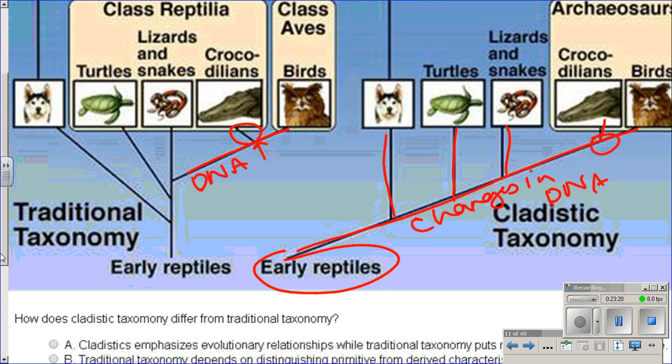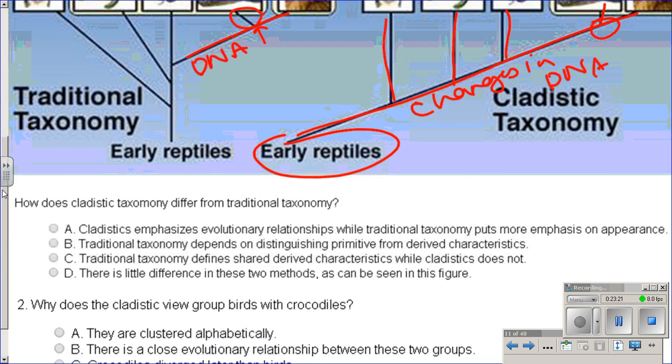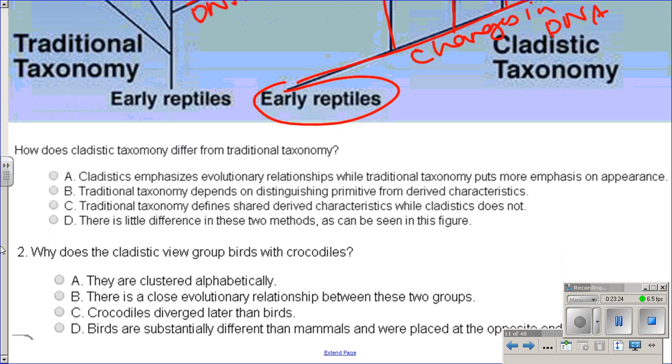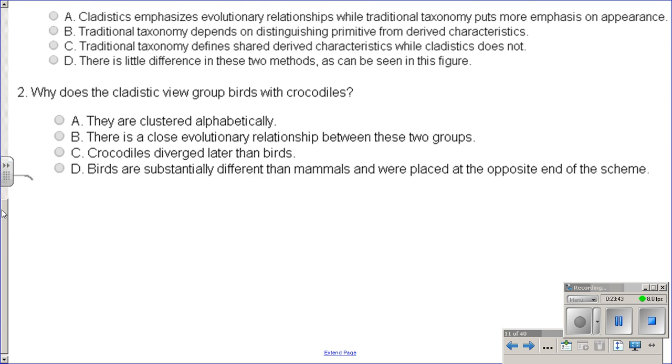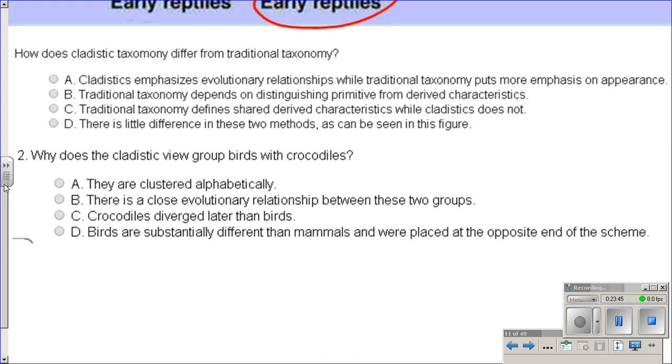All right, so let's answer these couple questions. Some of these are kind of small, so I'm going to read this out loud. How does cladistic taxonomy, which is modern, differ from traditional taxonomy, which is old? Cladistics emphasizes evolutionary relationships while traditional taxonomy puts more emphasis on appearance. True or false? True. Okay, I'm not reading the rest of them. The first one is right. Good job, guys. So we basically are looking at evolutionary DNA versus looks.